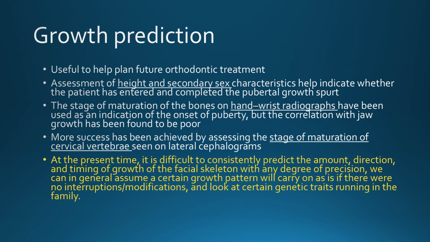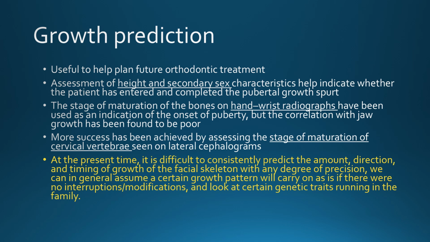We have been looking at height and secondary sexual characteristics to try to determine how close the patient is to their pubertal growth spurt. Have they reached it? Are they about to have it? Or is it already too late, they have passed it, and it's too late for us to intervene in terms of growth modification. There have also been attempts to study hand-wrist radiographs and use them as indications of the onset of puberty, but with very poor correlation. What gave us more accuracy was the maturation of the cervical vertebrae on the lateral cephalograms. We can discuss this later in the growth modification lecture.